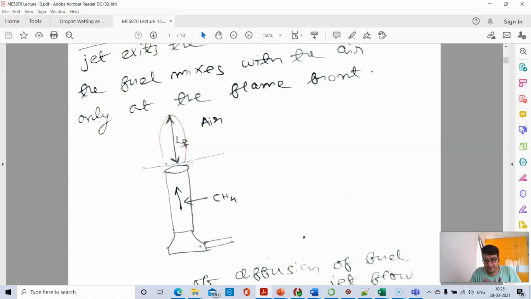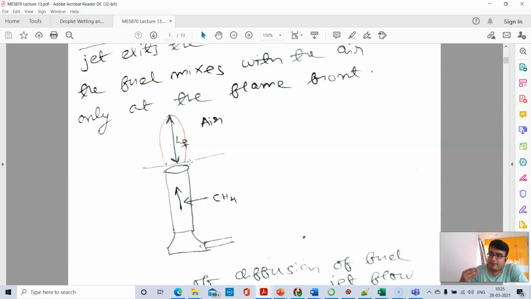In this set of classes, we will ignore the initial evaporation or phase change processes that are common in liquid or solid fuels, and we will look at purely gaseous diffusion flames like this Bunsen burner setup, and see in what way it differs from the premixed flame process. Okay.